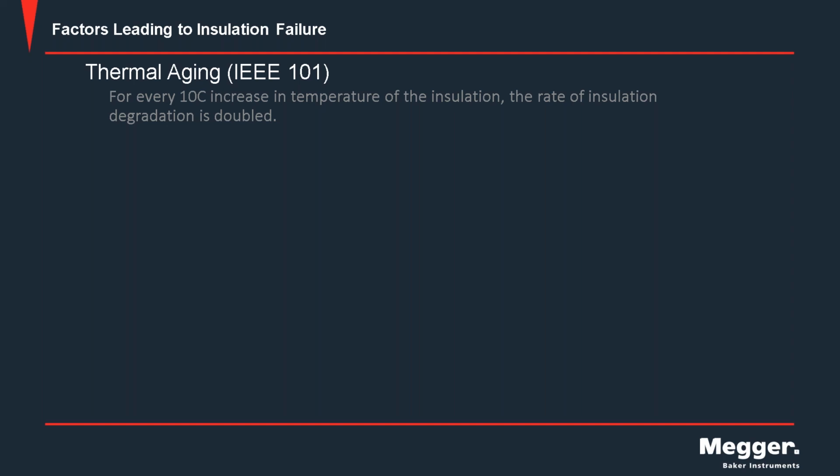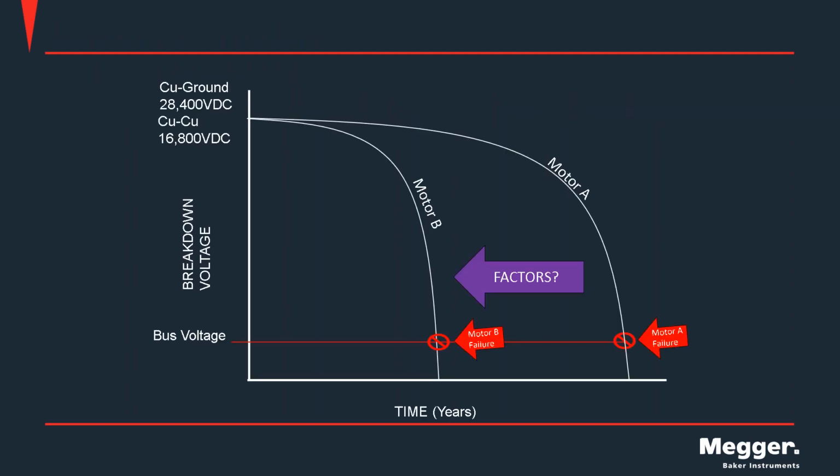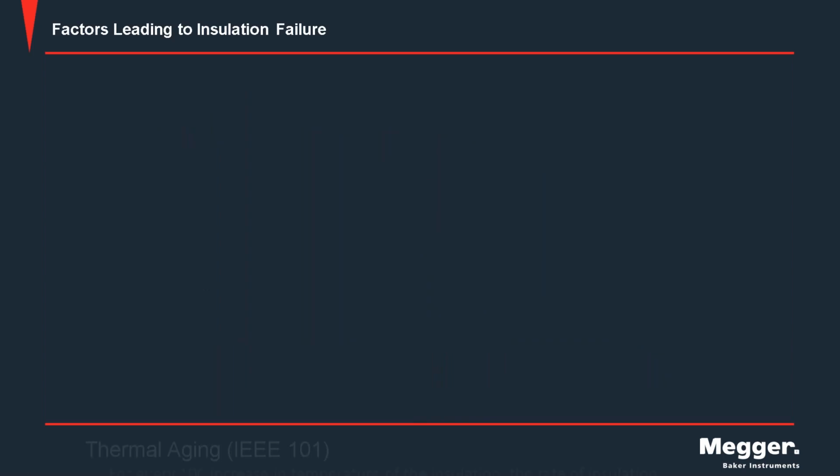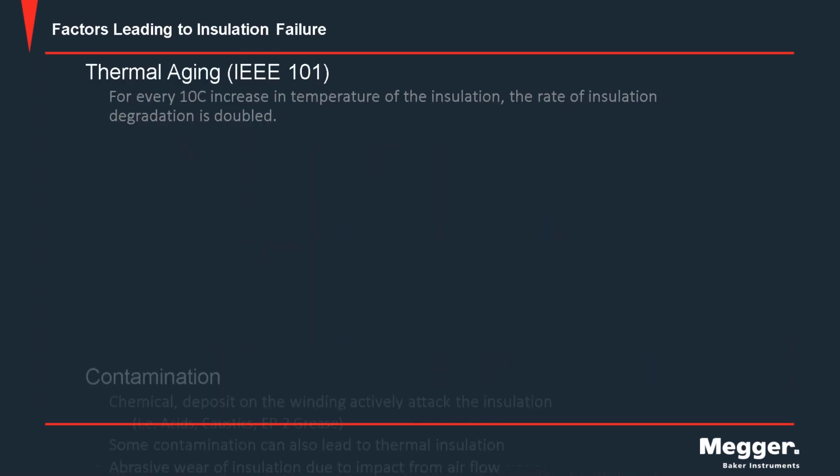And again, 10 degrees C is not a whole lot of increase in temperature, but we're going to have this really huge impact. Just coming back here really quick, right? A 10 degrees C increase in the stator winding temperature moves us from a motor A to a motor B situation. We lose half the life because it's degrading at twice the rate. So the thermal impact is huge.